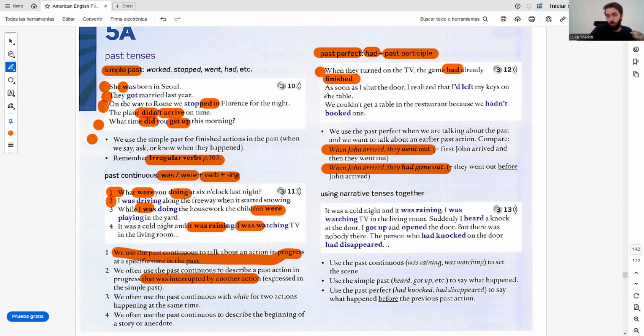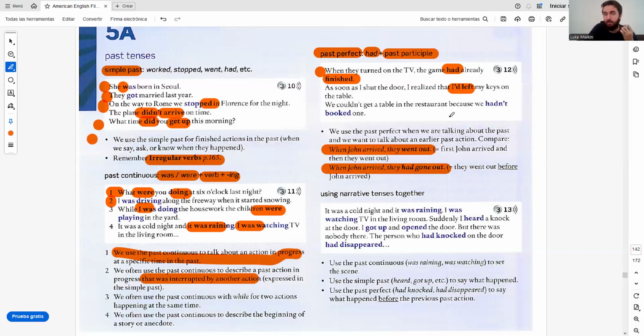As soon as I shut the door, I realized that I'd left my keys on the table. I had left. I'd left. Leave is an irregular verb. The past participle is left. And it's possible for the negative too.